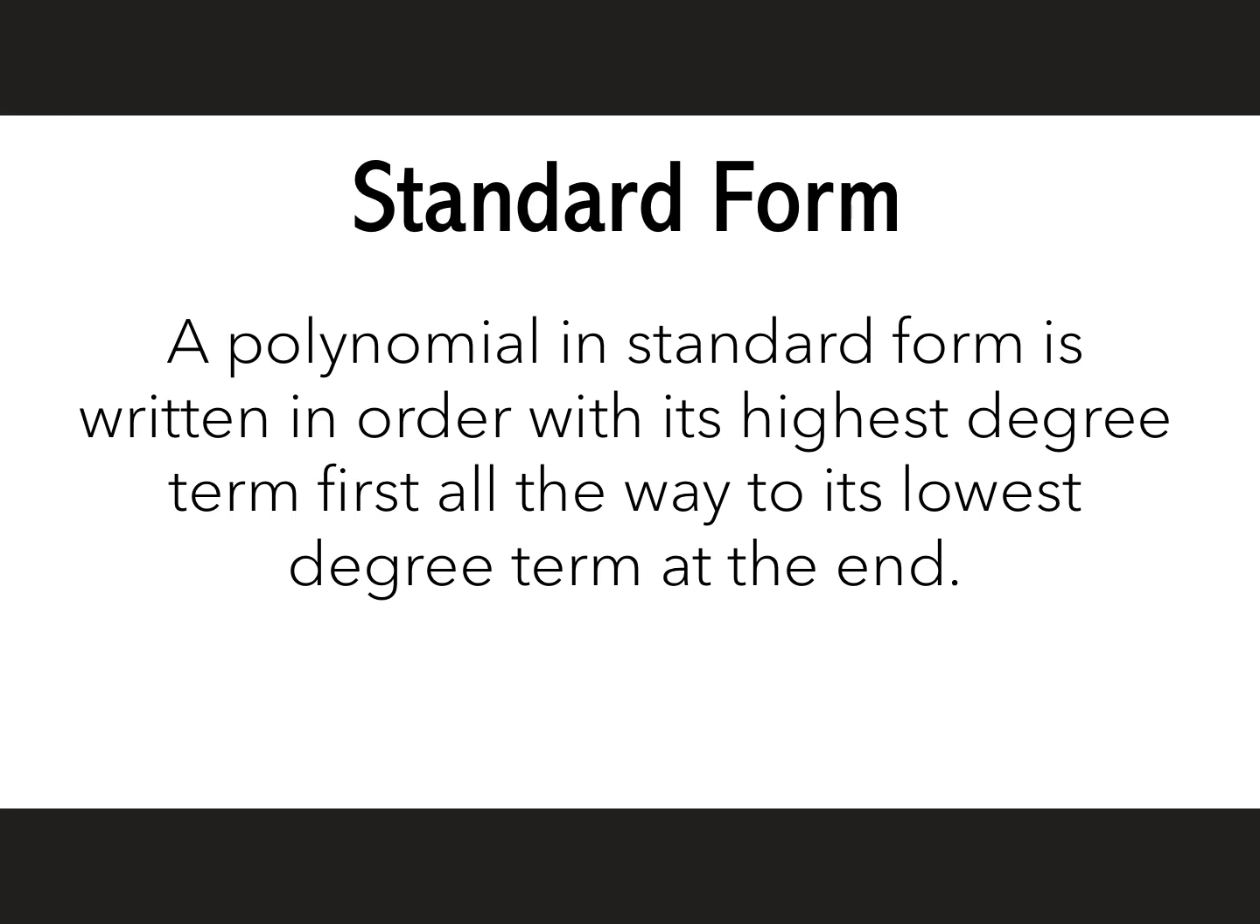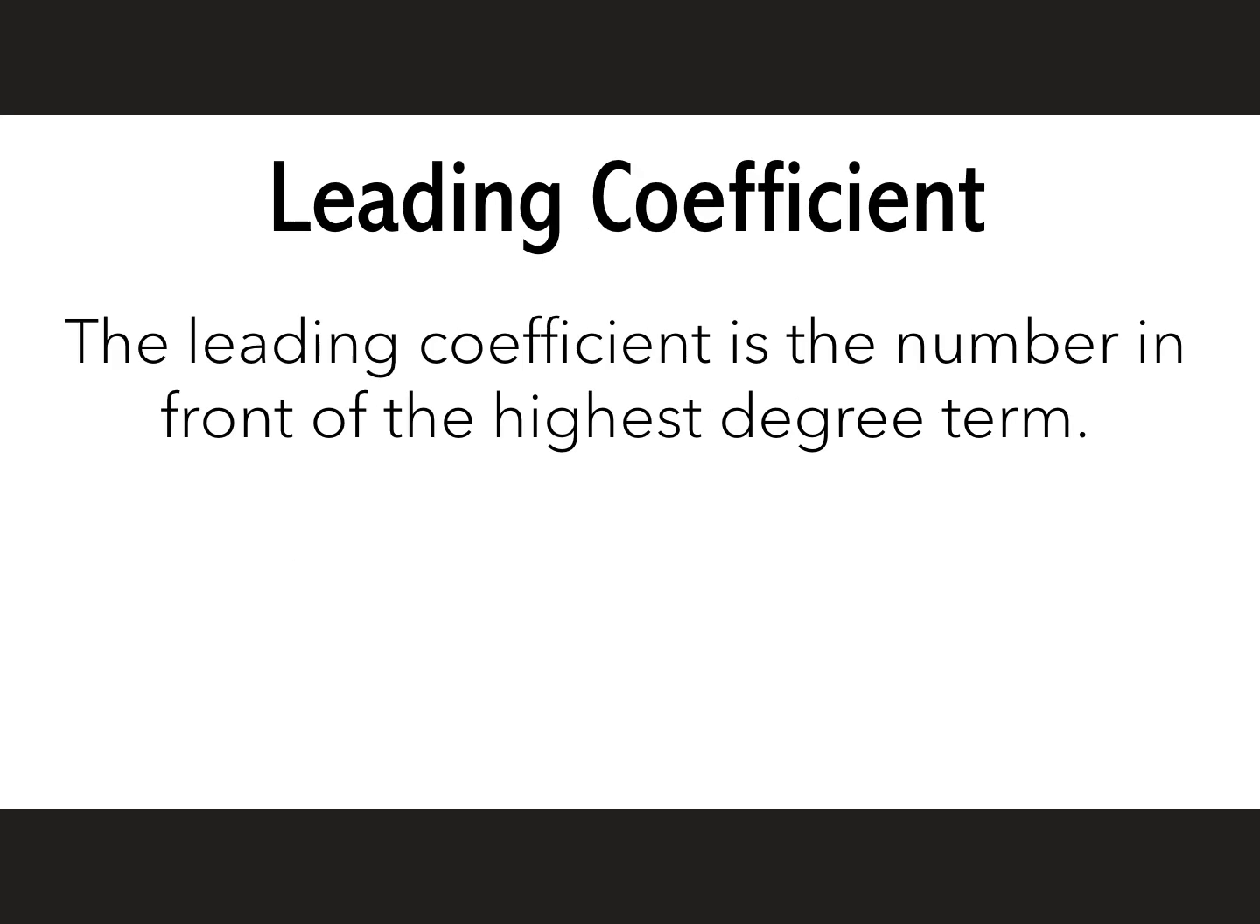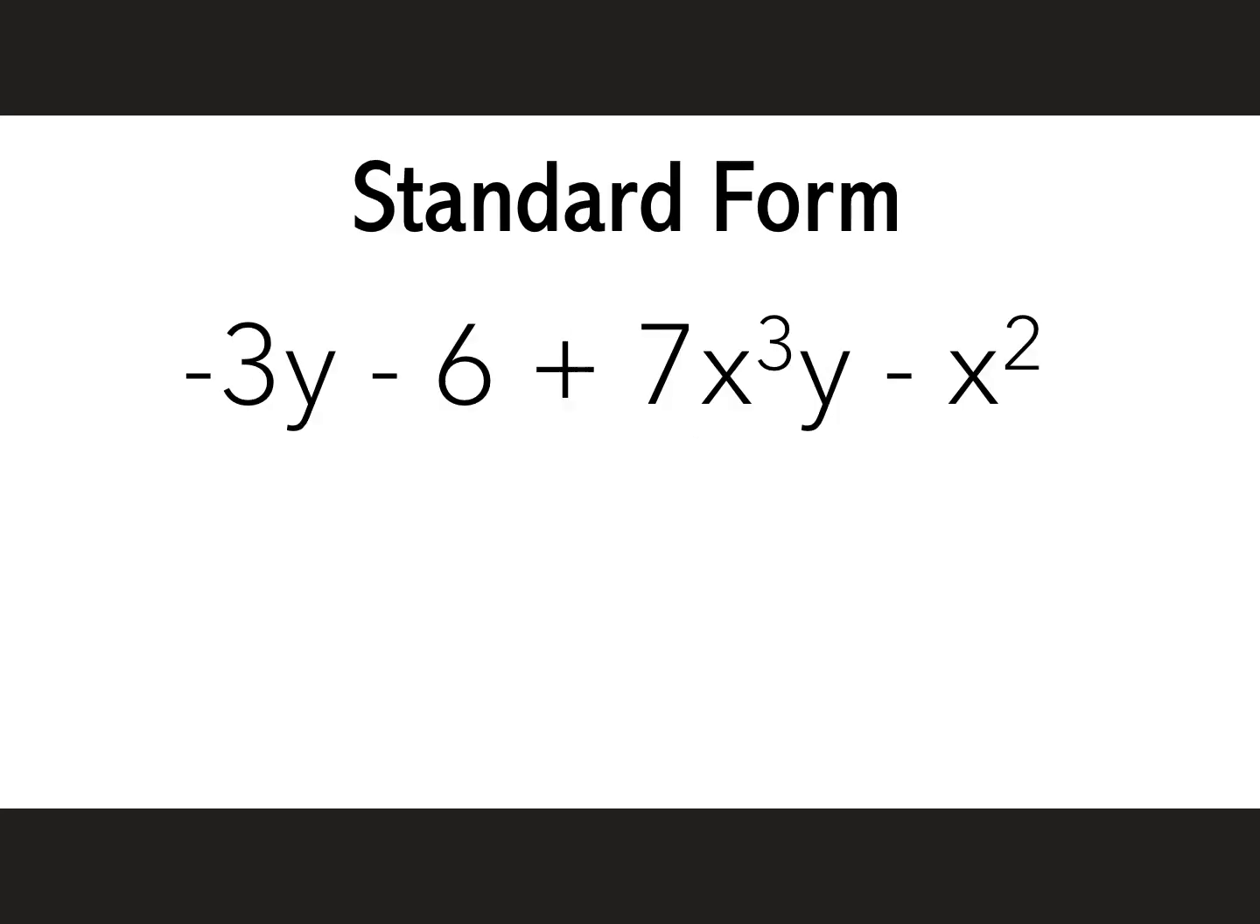You might be wondering, why in the world do we even care about the degree of a polynomial? Well, that's all because of standard form. So a polynomial in standard form is written in order with its highest degree term first, all the way down to its lowest degree at the end. And before I show you something in standard form, I also want to talk about the leading coefficient because that kind of goes together with the other one. The leading coefficient is the number in front of the highest degree term. All right, let's go look at some examples.